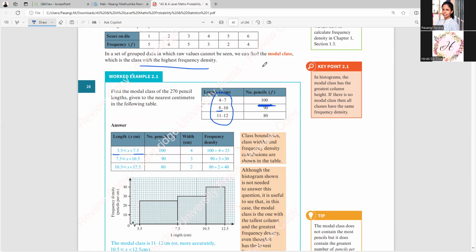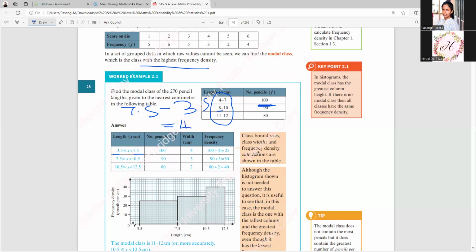I mean the frequency density, we should divide this frequency. That means according to the context, we should divide the number of pencils by the class width. So class width means 7.5 minus 3.5. That is the class width. So that means here 4.